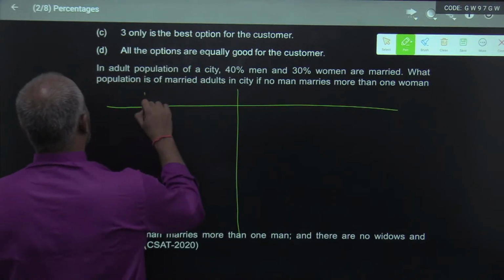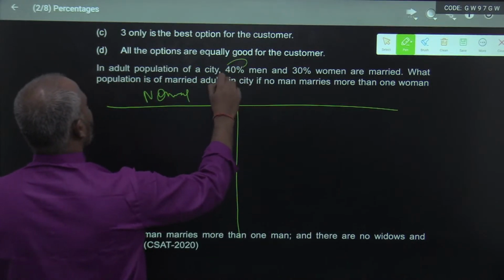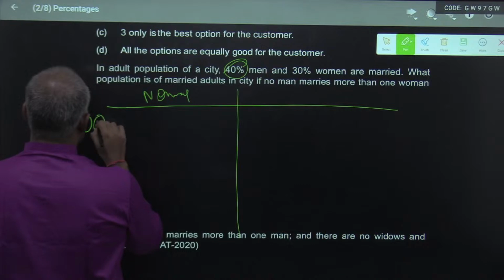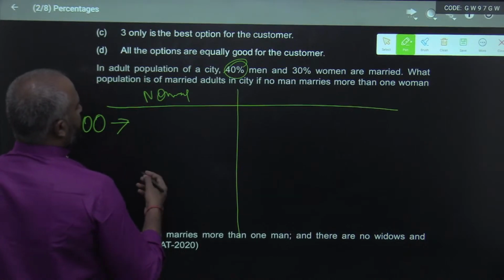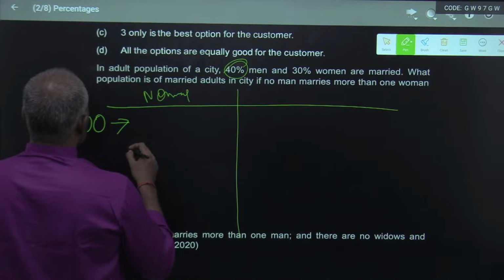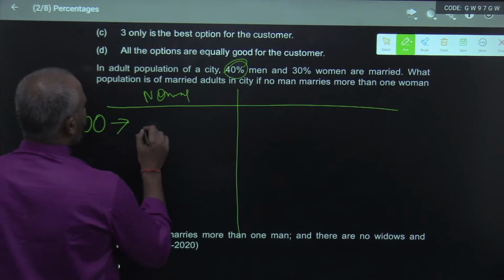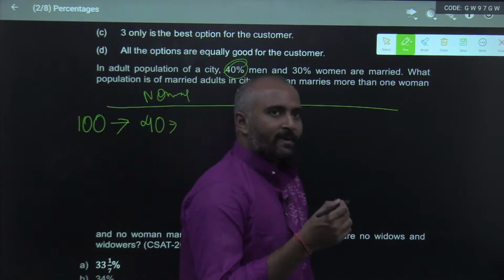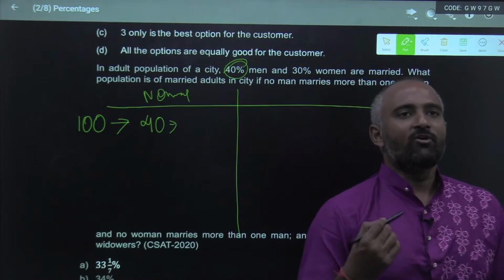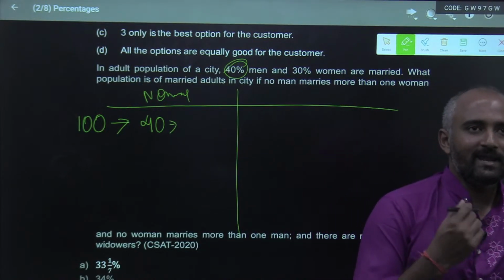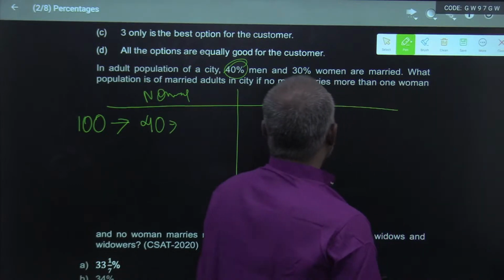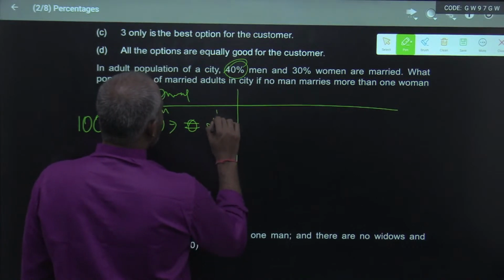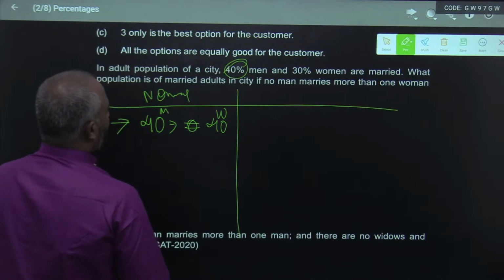So the normal way would have been to assume the number of men. Assume there were 100 men. 40 men are married. If you have to marry 40 men, what does it need? That means you need 40 women too. So 40 men are married with 40 women.